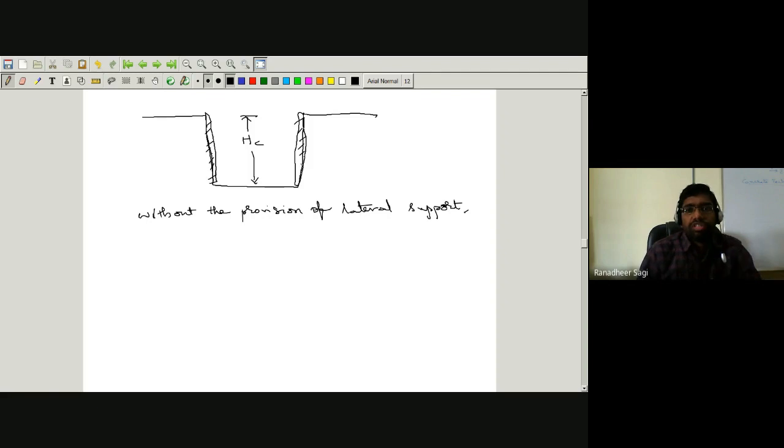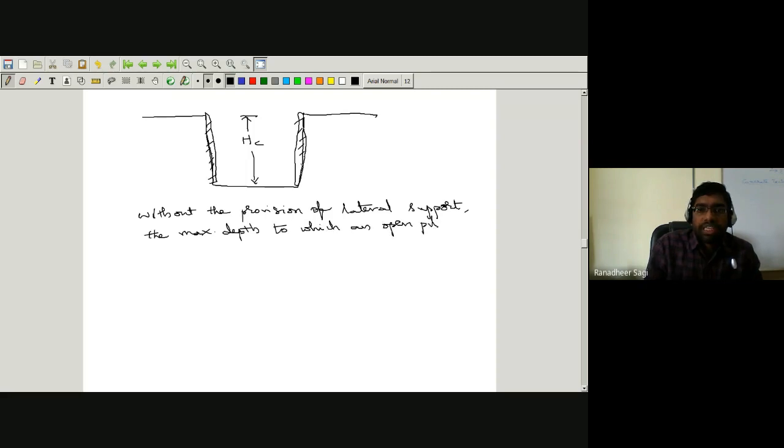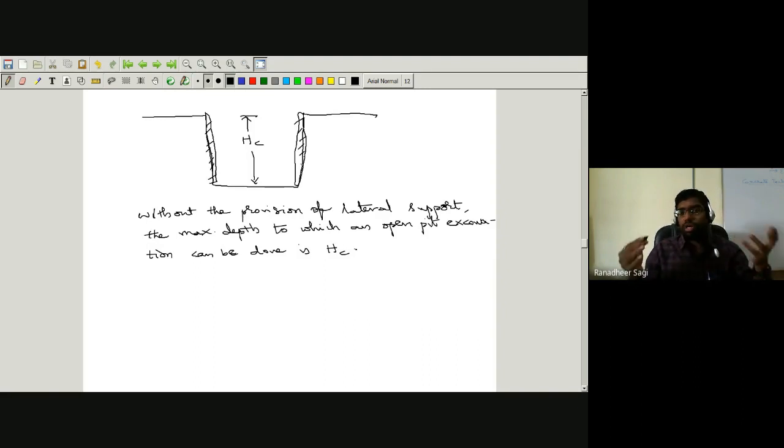Okay, so without the provision of lateral support, the maximum depth to which an open pit excavation can be done is Hc.